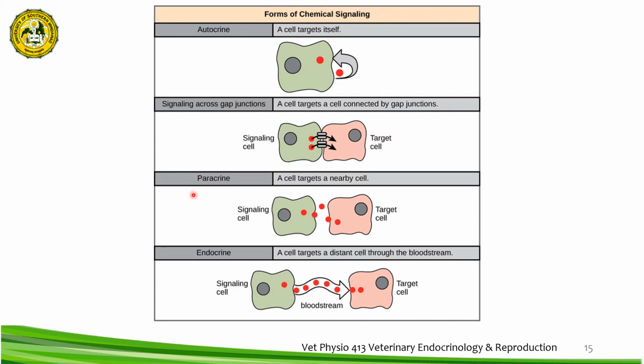We also have the paracrine. Again, para comes from the word near. A cell targets a nearby cell. So we have here the signaling cell and the target cell. When we say endocrine, a cell targets a distant cell through the bloodstream. Essentially, when we say endocrine, the signaling cell is distant to the target cell, and the signaling molecule will need to travel via the blood to reach its target cell.